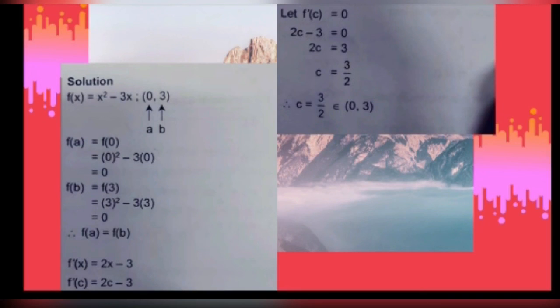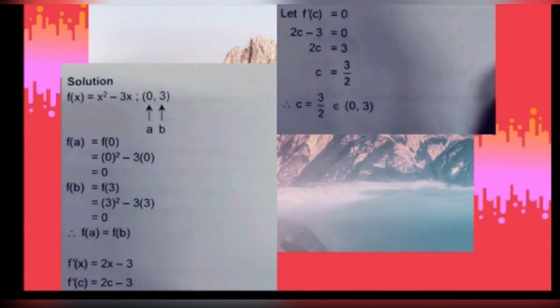As for the solution, first step, we have to put the values 0 and 3 into the equation of f(x), which is x to the power of 2 minus 3x. So for the value of f(a), we get 0. Same goes for the value of f(b), which is also 0. This means the requirement of f(a) equal to f(b) is met, and it is continuous.